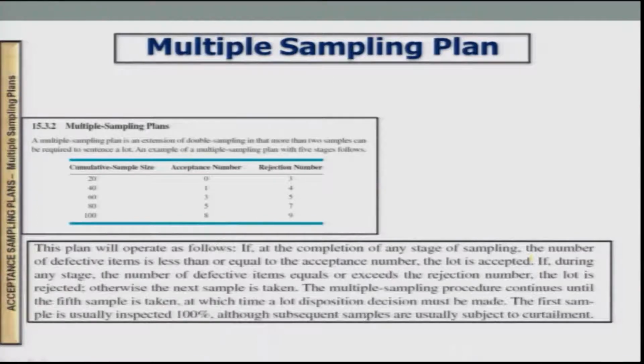Now, we come to the multi-stage sampling plan. A multi-stage sampling plan is an extension of the double, which can go into the triple and so on and so forth. In that, more than 2 samples can be required to be picked up from a lot to pass your judgment. An example of a multi-sampling plan with 5 stages is given in front of you in Table 15.3.2.